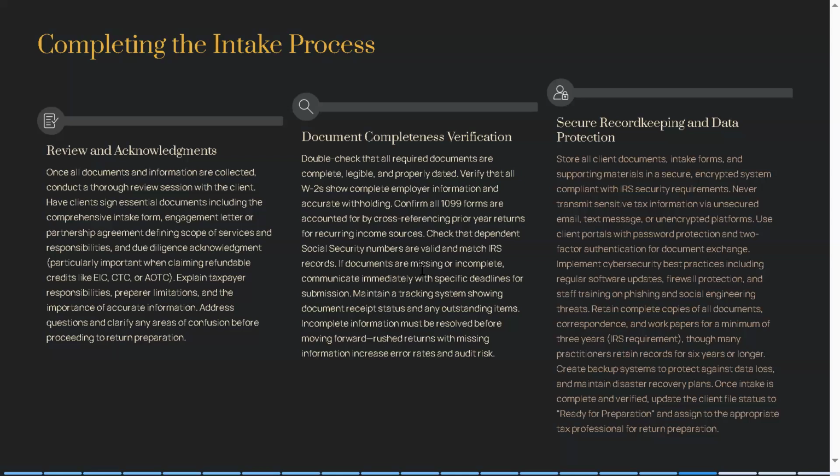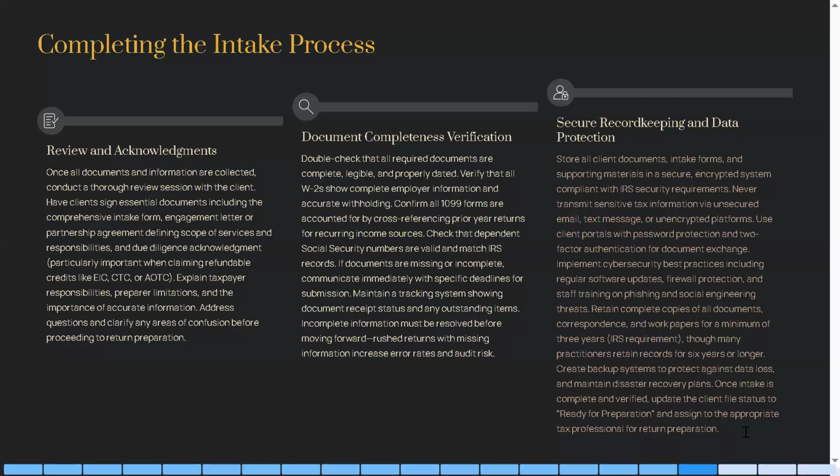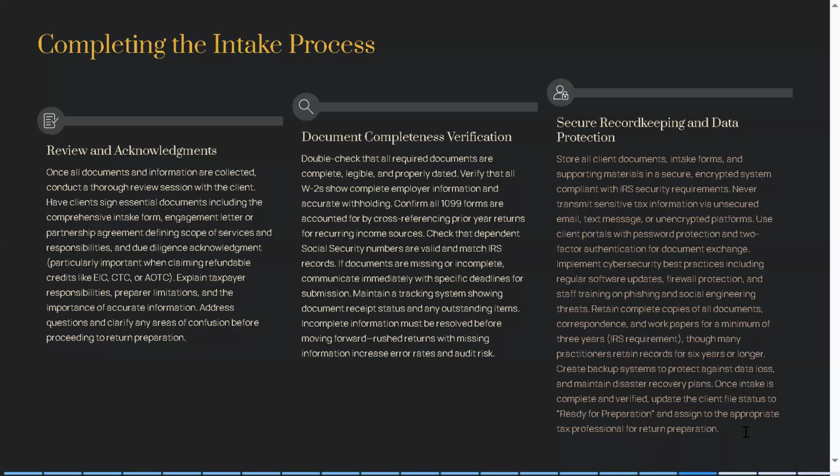You want to create backup systems to protect against data loss and maintain disaster recovery plans. Once intake is complete and verified, update the client file status to ready for preparation and assign it to the appropriate tax professional for return preparation.